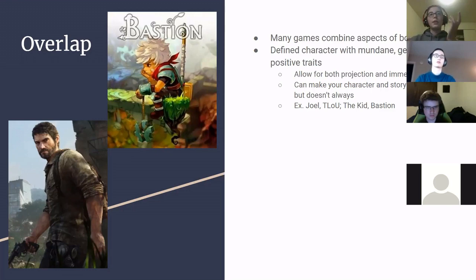And then conversely, there's the kid from Bastion. On the surface, he seems like a blank slate character. You don't learn his name in the story, but they managed to do a lot more with environmental storytelling with his story. That allows you to glean some aspects of his character, but you're still allowed to make his story your own as well.